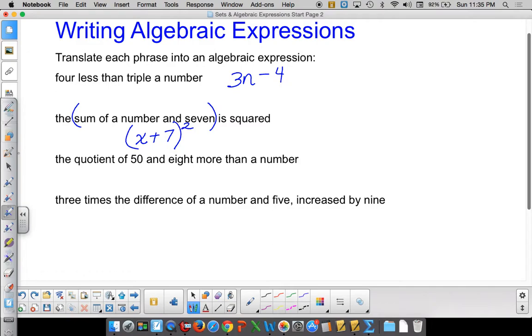Okay, the quotient of 50 and 8 more than a number. Okay, quotient, hopefully you're screaming, quotient, that's divide. So I have to divide the quotient of 50 and 8 more than a number. So I know it's division. It's the quotient of 50 and that's my second part, 8 more than a number. Well, how do I get 8 more than a number? Say this time my number is p. 8 more than that would be p plus 8.